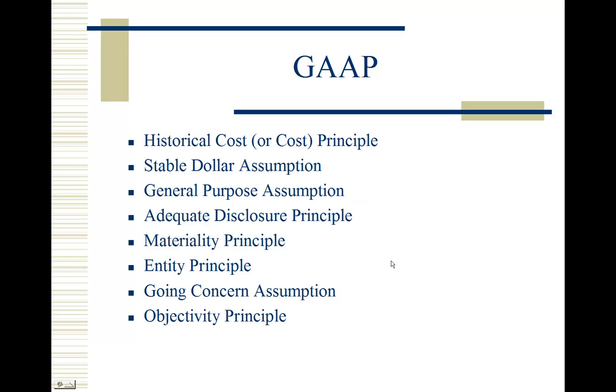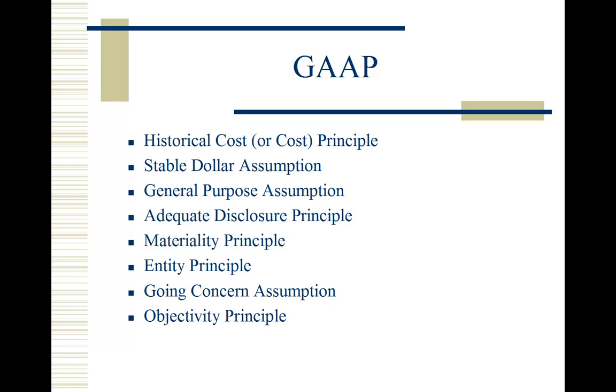Hi, welcome to a continuation of our discussion of GAAP from Module 1. You'll recall in Module 1 we discussed 5 GAAP principles: historical cost, the stable dollar assumption, the general purpose assumption, adequate disclosure principle, and the materiality principle.